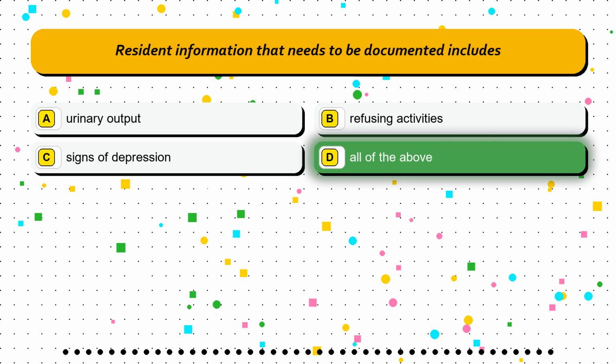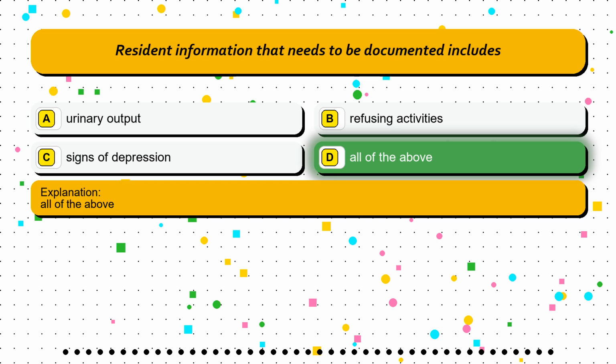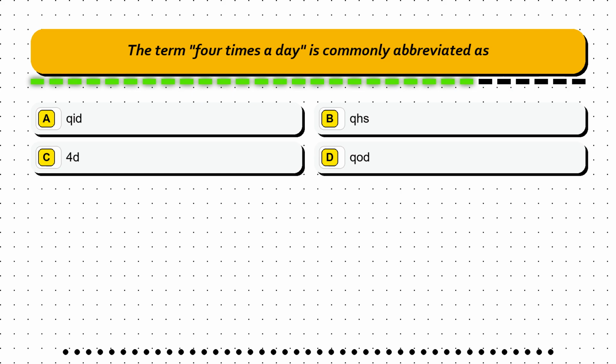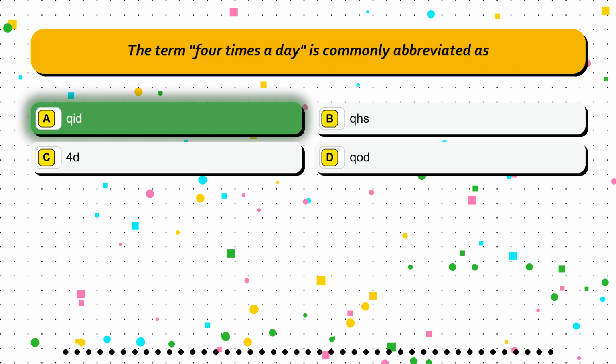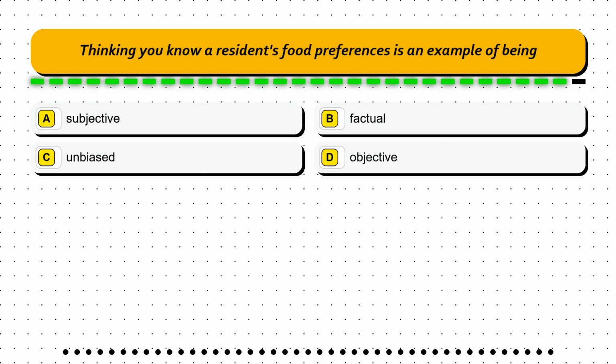The correct answer is option D, all of the above. Question 28. The term "4 times a day" is commonly abbreviated as: Option A, QID. Option B, QHS. Option C, 4D. Option D, QOD. The correct answer is option A, QID.